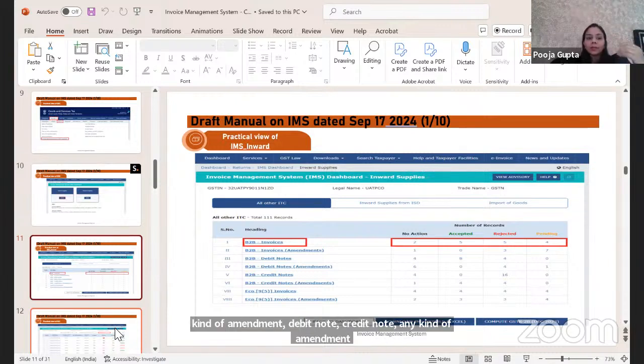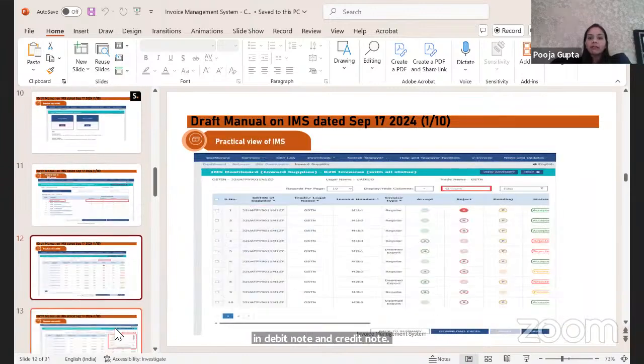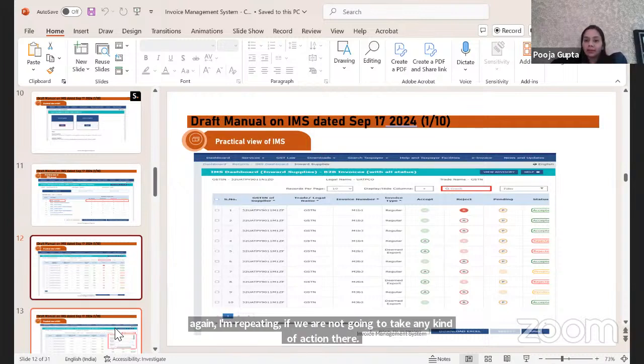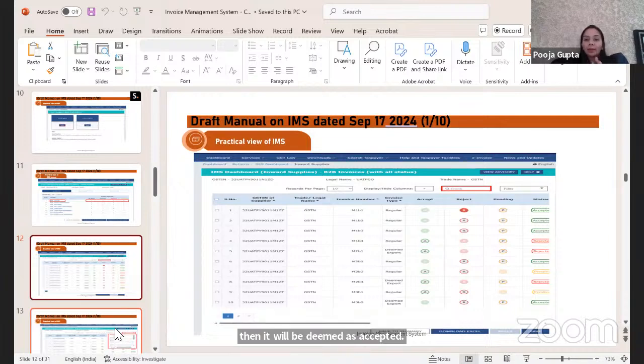Once I click on the B2B invoices, I will be able to see that screen. Here I need to click on accept, reject or pending. I can keep it pending also. And again, I'm repeating, if we are not going to take any kind of action there, then it will be deemed as accepted. Hence it is better, instead of keeping it blank, to take some action after complete review.